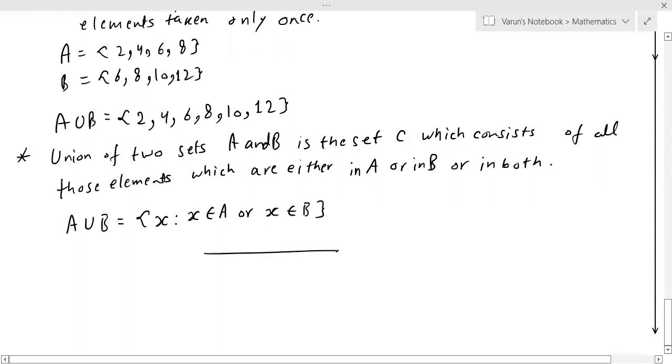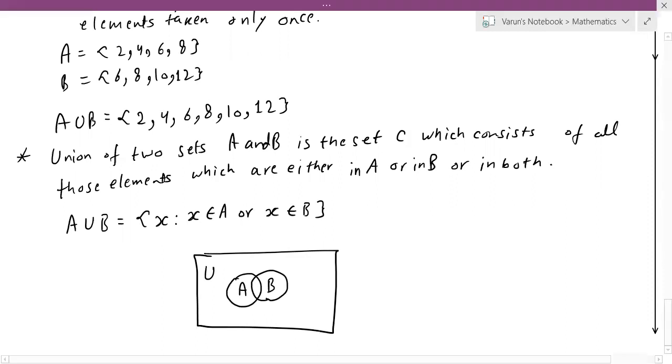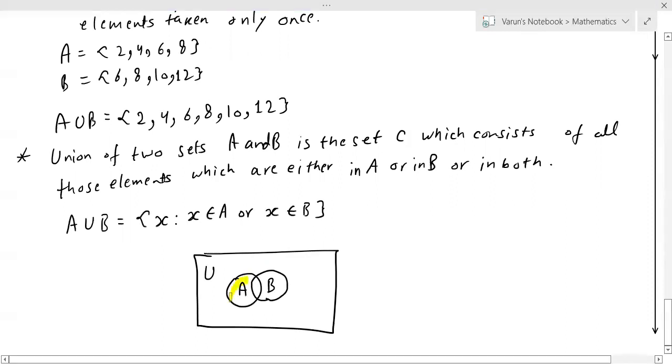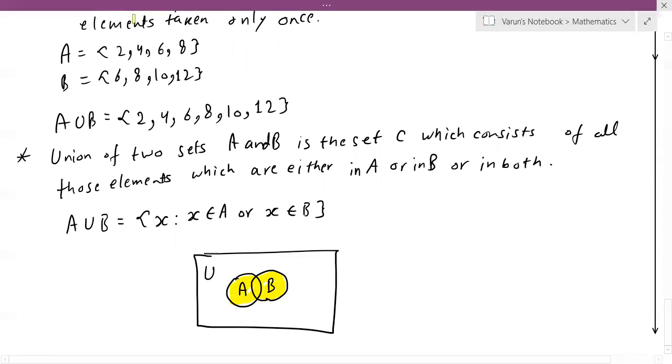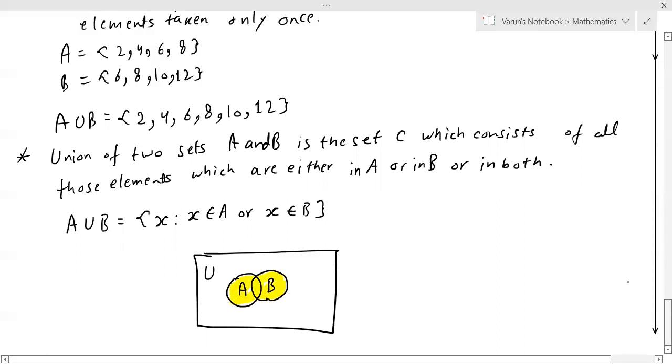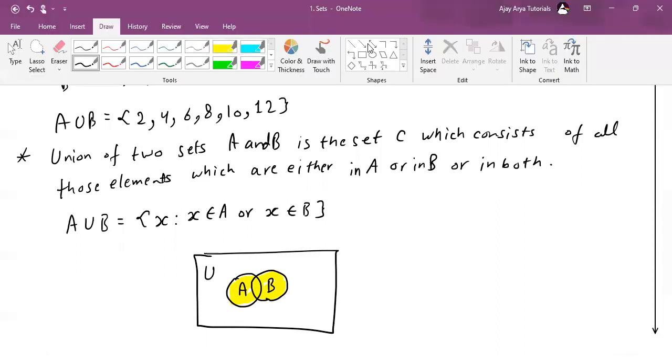In terms of a Venn diagram, where a universal set exists, I have two sets A and B. Then the shaded portion, let me shade it in a different manner, which involves A and B and the common elements, these are the union set. So C is actually the yellow portion, which includes A, B, and everything which is in both, right?